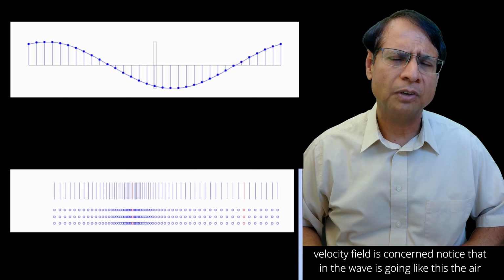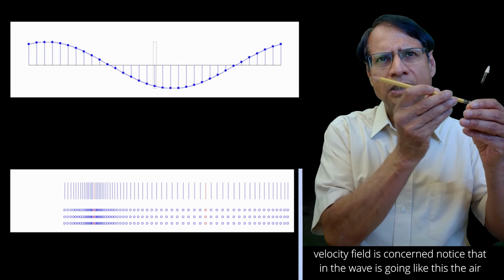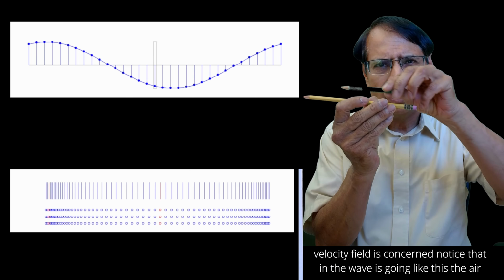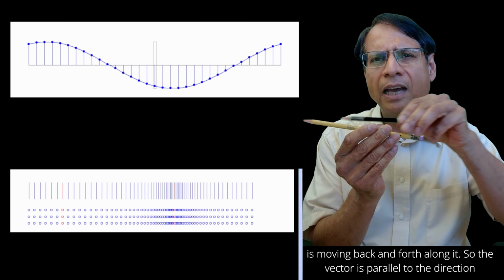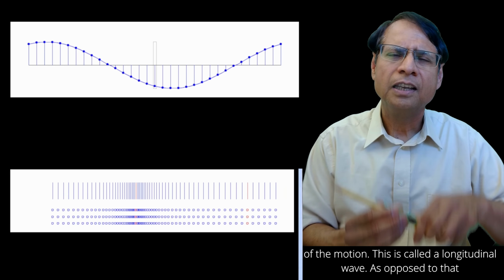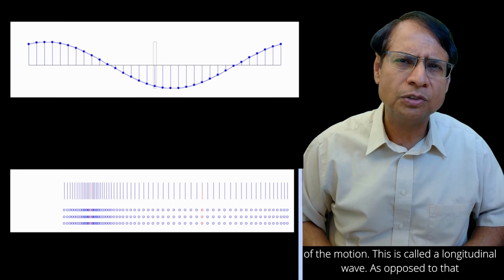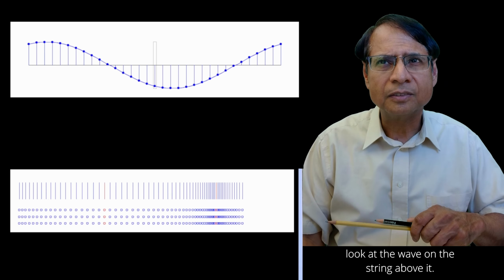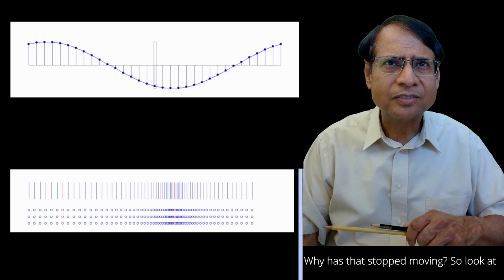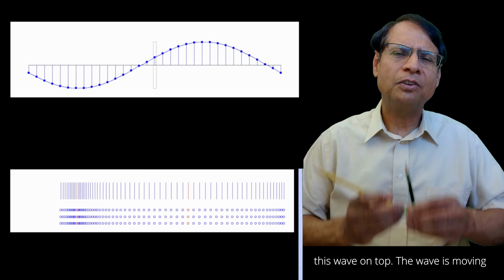But as far as the velocity field is concerned, notice that when the wave is going like this, the air is moving back and forth along it. So the vector is parallel to the direction of the motion. This is called a longitudinal wave. As opposed to that, look at the wave on the string above it. Why has that stopped moving? So look at this wave on top.